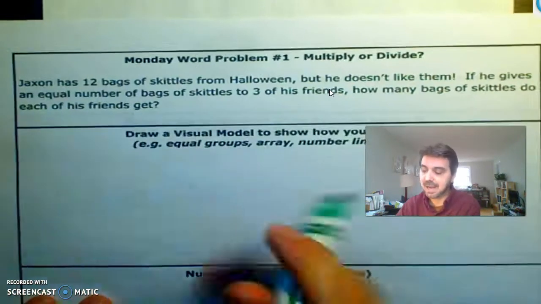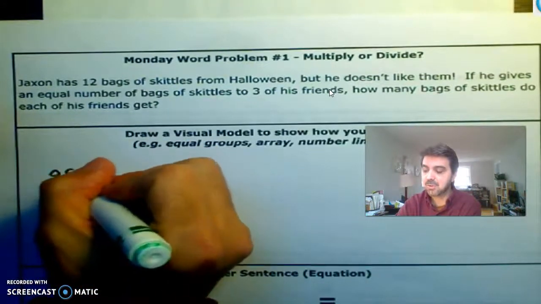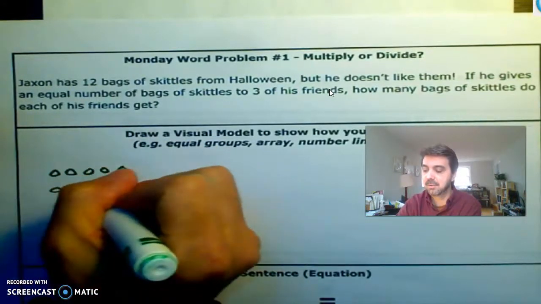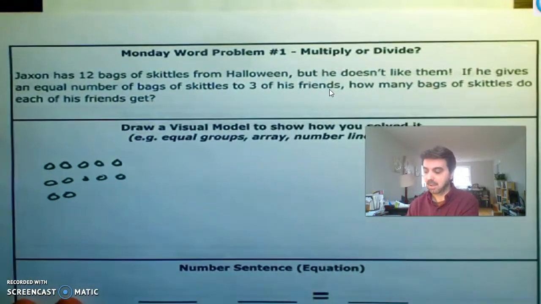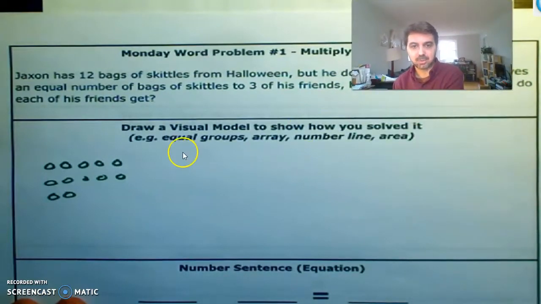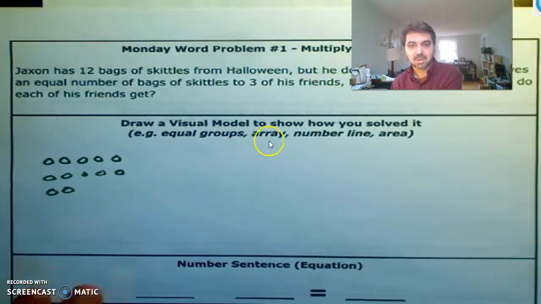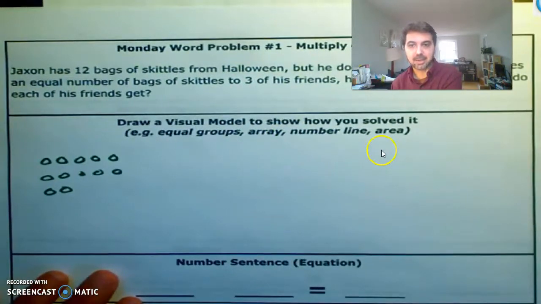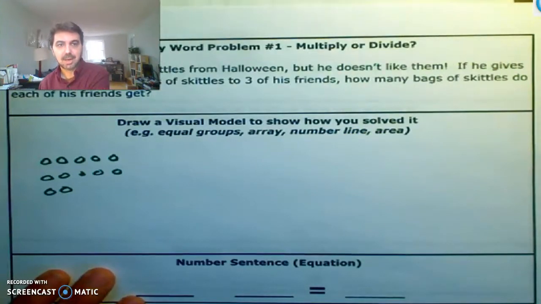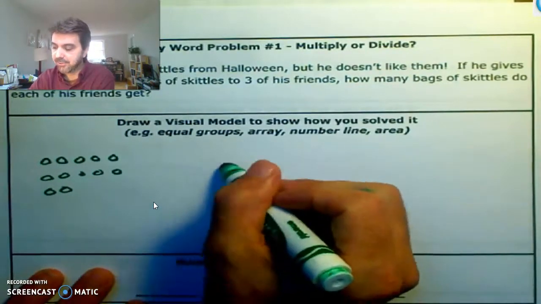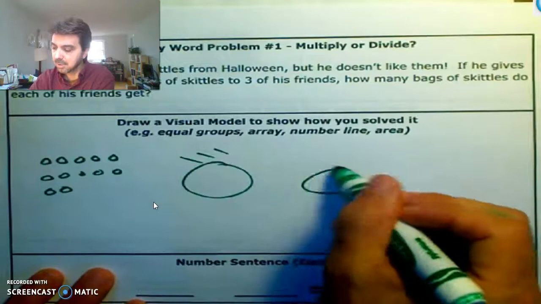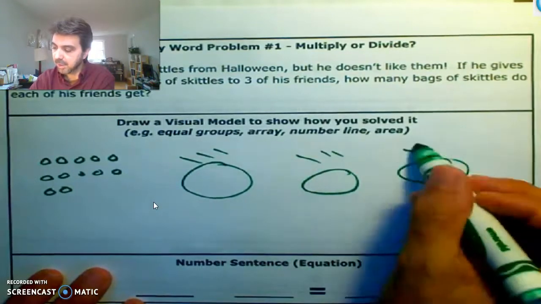So we've got 12 bags of Skittles. So I'm going to draw 12. 8, 9, 10. So I'm going to say those are 12 bags. Okay, and because it says we can use equal groups, arrays, number line, or area, we can use any model that we want, right? So I think I'm going to use equal groups. So there's 3 friends. 1, 2, 3.